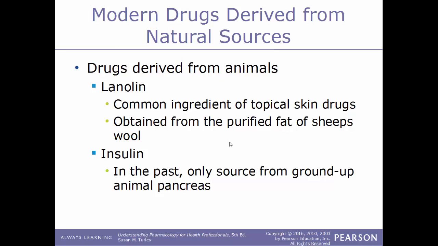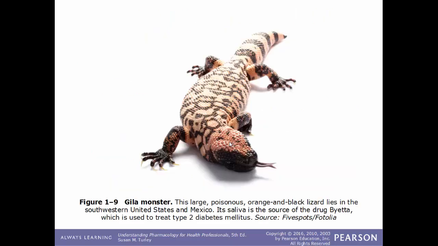Insulin, in the past, the only source was from ground-up animal pancreas. In this image, we have an example of a Gila monster, which is a large and poisonous lizard that's found in the southwest United States and also Mexico.